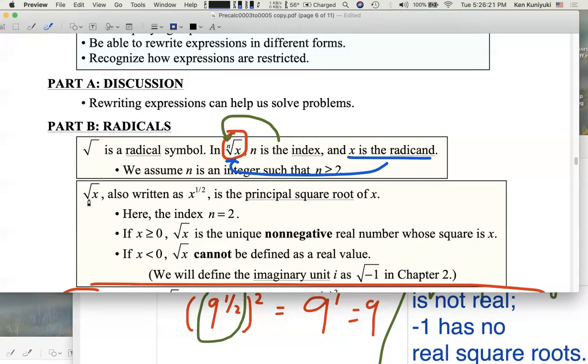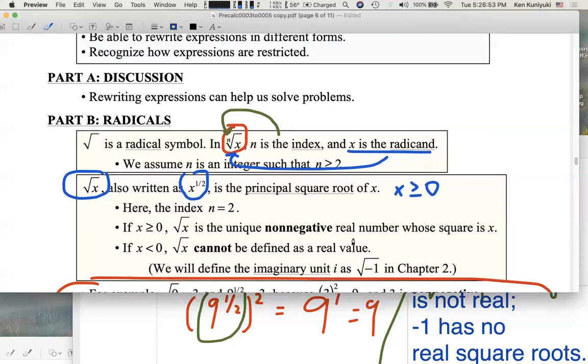Now, if you have a square root, then n equals 2, and it's implied. So if the index is 2, we don't have to put the 2 there. We just write the square root of x. That's assumed. Again, the square root of x is also written as x to the 1/2 if x is non-negative. We're assuming that x is non-negative. If x is negative, we're dead. This expression will not be real. For example, the square root of -1 is i. That's not real.